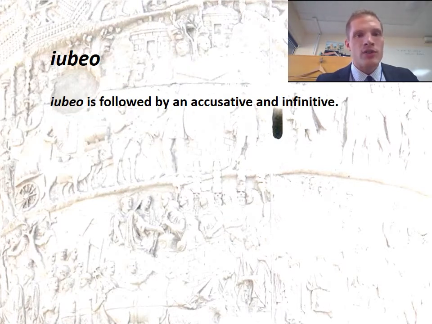So there are two ways of doing indirect commands in Latin. The first of them is used solely by the verb iubeo, which means I order, and actually it works a lot like English. So in that example, he ordered me to do this. He ordered me is accusative, and then to do this, an infinitive. So iubeo works like English, and is followed by an accusative and an infinitive.